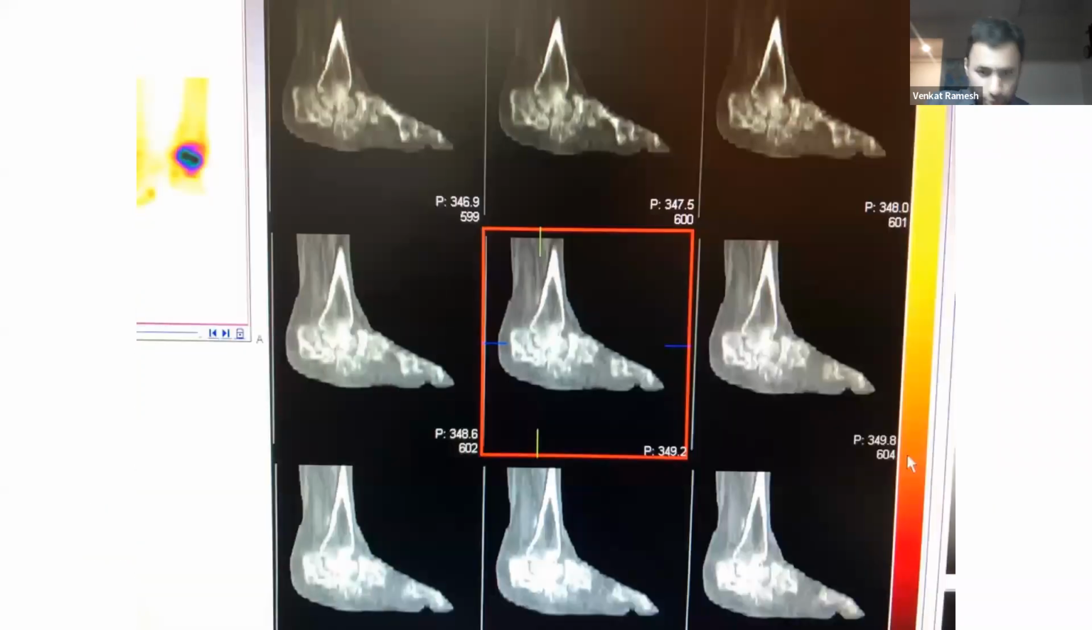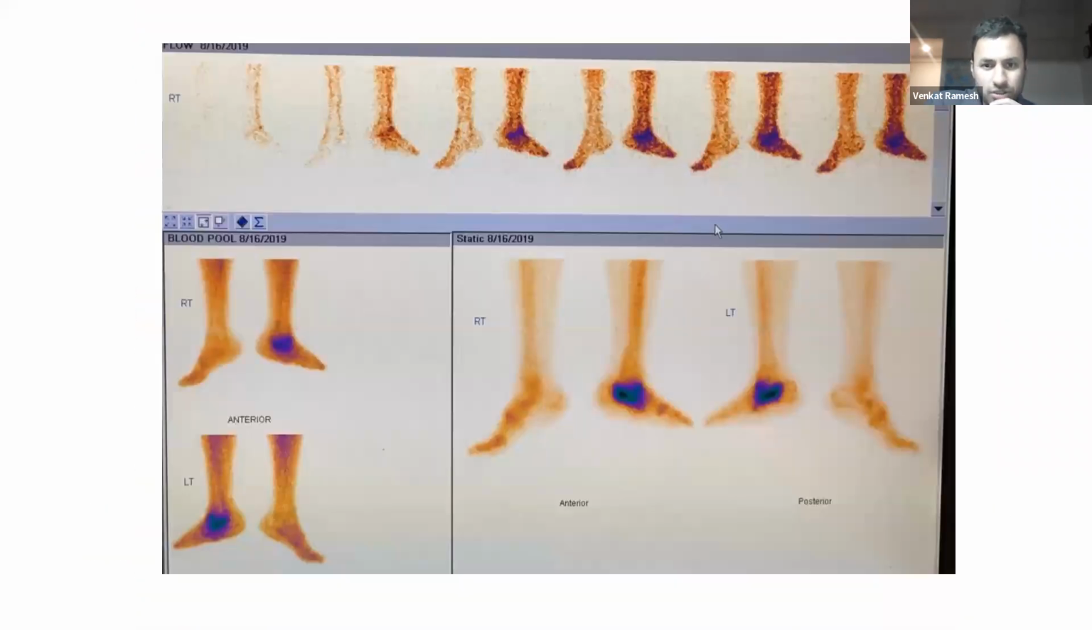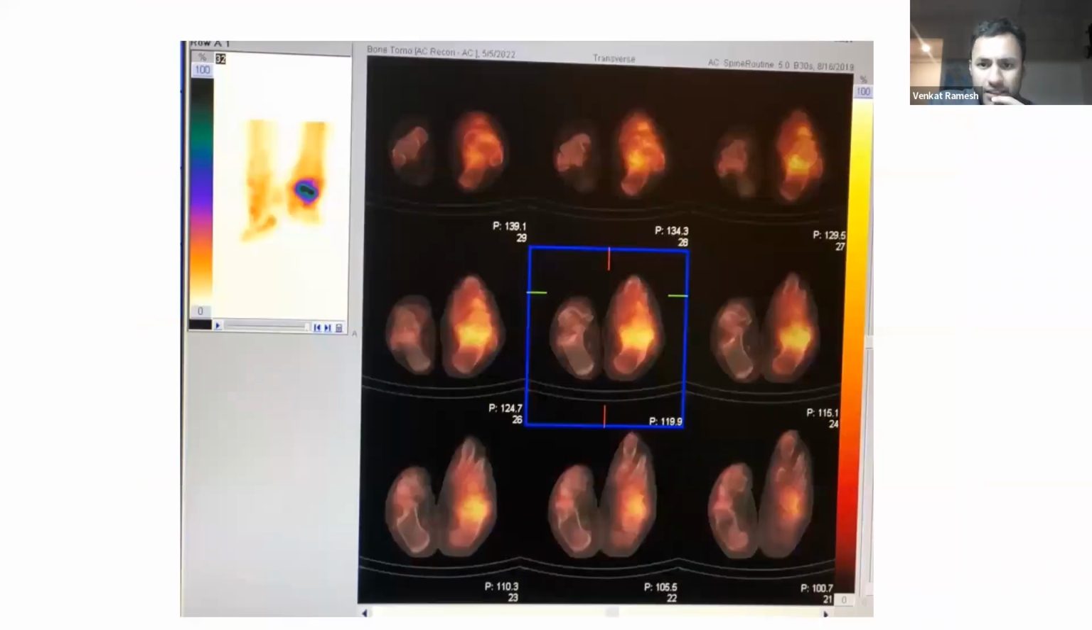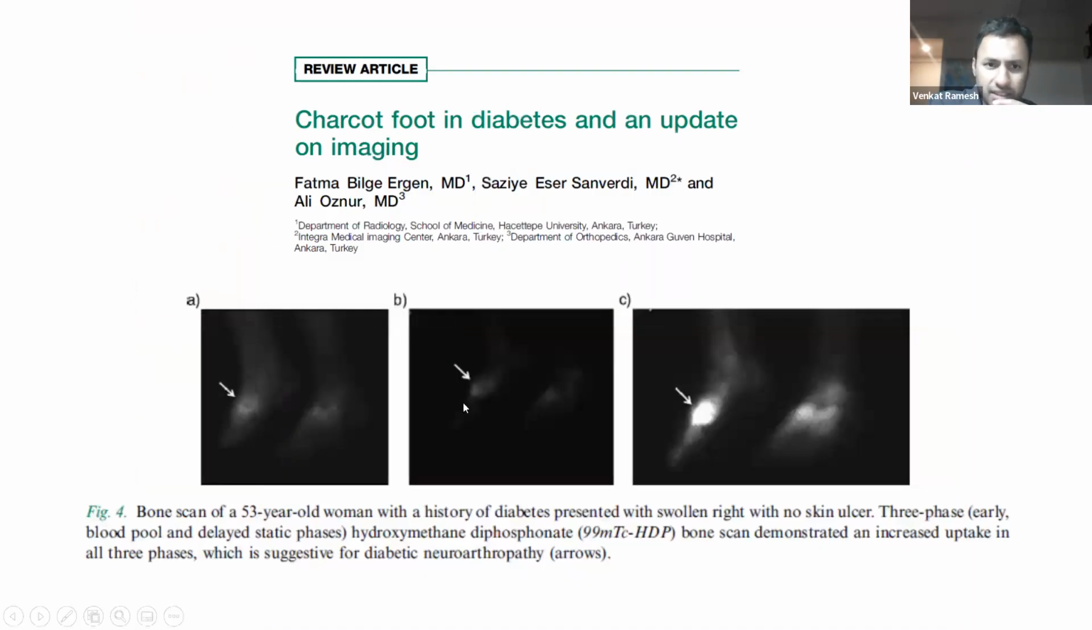And so this was a patient where the suspicion was for one, osteomyelitis, and the other was Charcot foot. And this is an article that I'd encourage you to read, a review article on Charcot foot and diabetes and an update on imaging. So this was actually a bone scan from the article itself, a 53-year-old woman with a history of diabetes, a swollen right knee with no skin ulcer. The three-phase scan, that is early, blood pool, and delayed static phases with technetium-99m, demonstrated an increased uptake in all three phases.